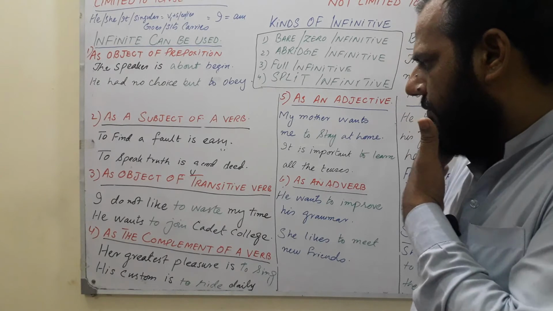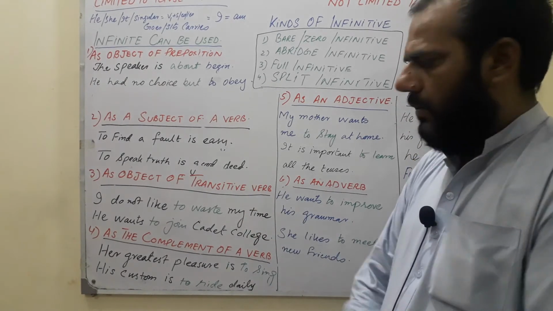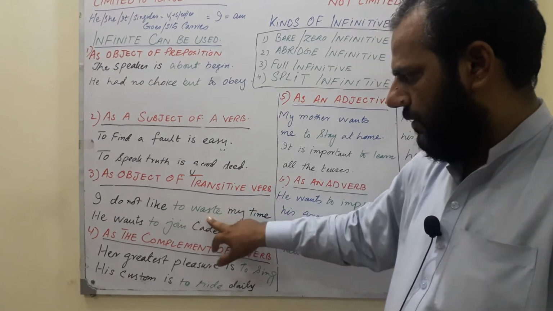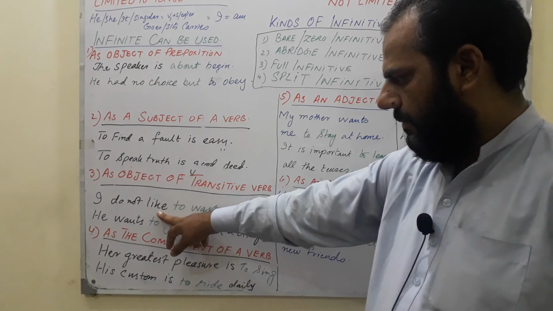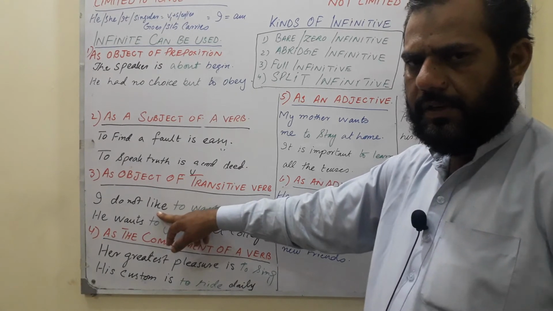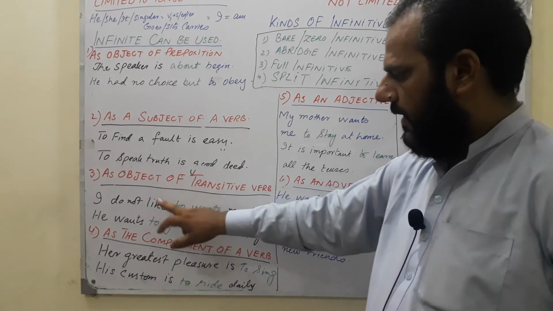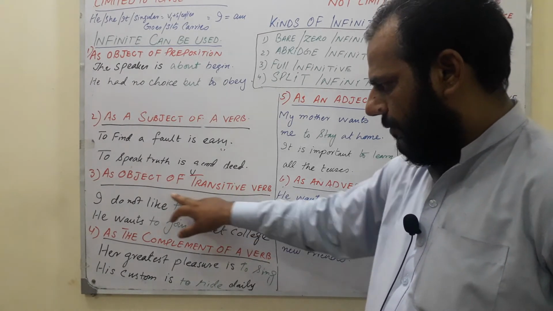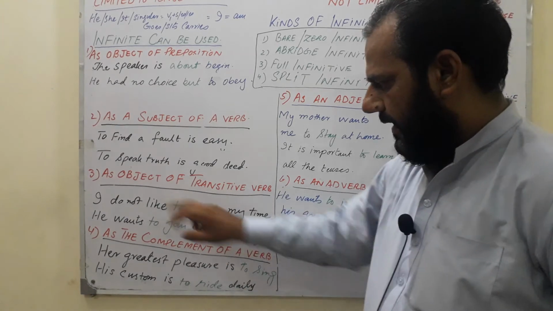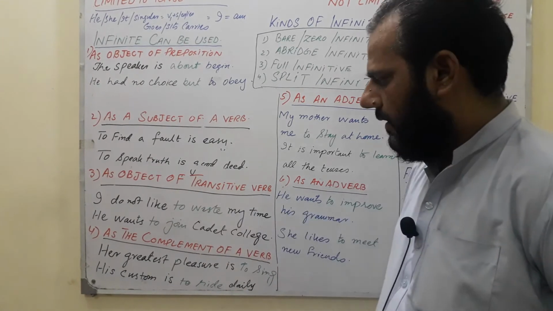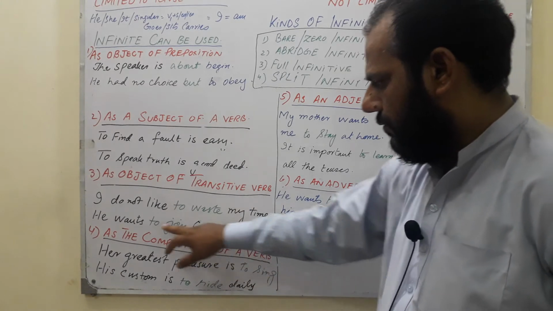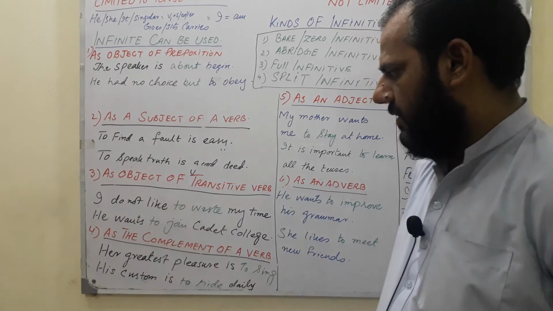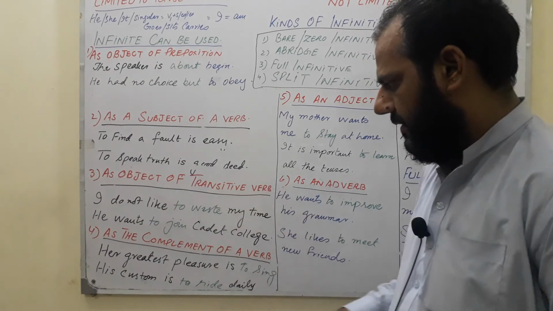Third, as the object of a transitive verb. I do not like to waste my time. Like to waste. Like is a transitive verb, which means this sentence can be converted into the passive voice. That's why it is transitive. And "to waste" is an infinitive; it tells us more about "like". Now, he wants to join cadet college. "To join" is an infinitive and tells us about "wants", like a verb. So these are the examples of the object of a transitive verb.